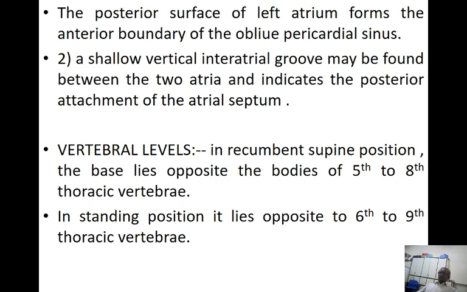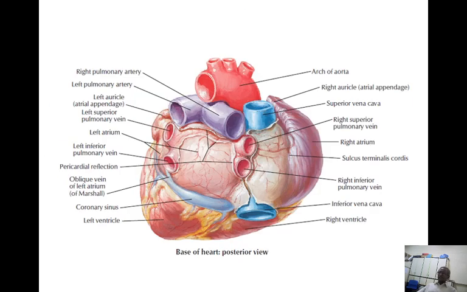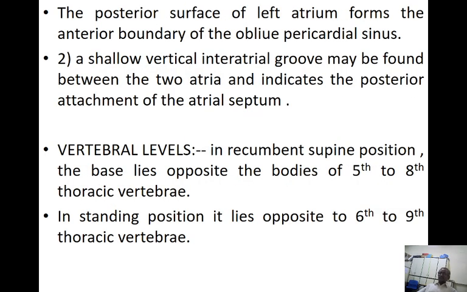The posterior surface of the left atrium forms the anterior boundary of the oblique pericardial sinus. A shallow vertical interatrial groove may be found between the two atria, which indicates the posterior attachment of the atrial septum. So here is the shallow vertical groove present between the left atrium and right atrium, which indicates the attachment of the interatrial septum.